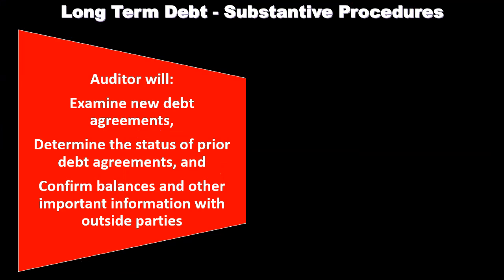So we have the long-term debt substantive procedures. The auditor will examine new debt agreements, so any kind of new debt agreement we're going to be considering. Note here, of course, we're talking about long-term debt, and that means that we're thinking about debt that might have been on the books in prior time periods. And just like with property, plant, and equipment, we've already considered it to some degree. It's gone through an audit to some degree in prior time periods if this is a continuing client.